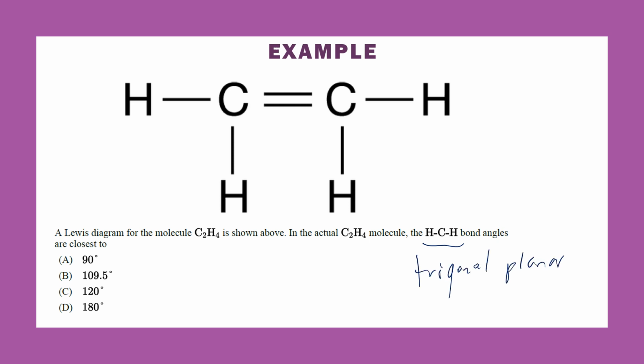So that would be your first step: always figure out how many areas of bonding there are and what geometry that is. Trigonal planar, of course, has roughly 120 degrees, so the closest one is there. This angle might be a little bit less than 120 because of the double bond and the increased repulsion from those extra electrons, but they're not going to ask you about that. So 120 is the closest answer.